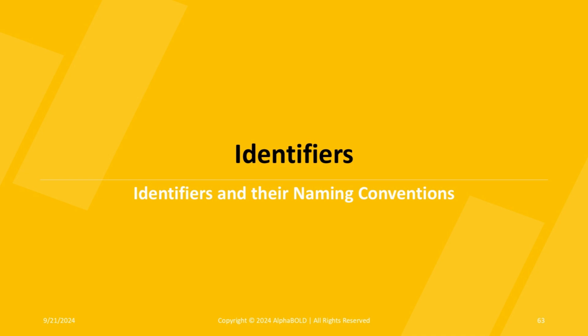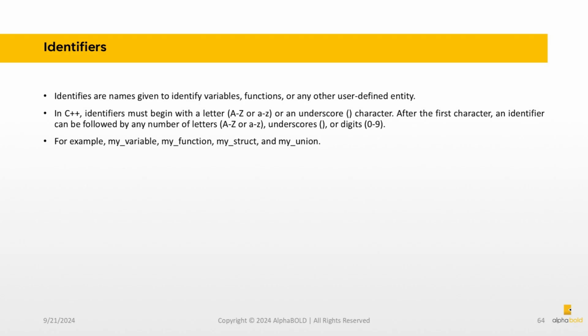Identifiers. Identifiers are names given to identify variables, functions, or any other user-defined entity. In C++, identifiers must begin with a letter, A-Z or a-z, or an underscore character. After the first character, an identifier can be followed by any number of letters, A-Z or a-z, underscores, or digits, 0 to 9. For example, my_variable, my_function, my_struct, and my_union.